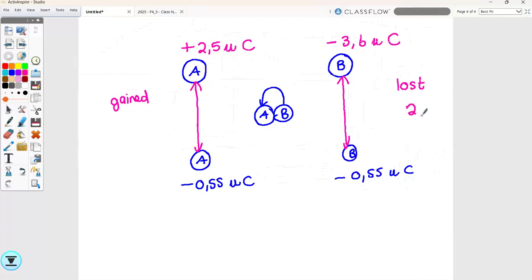3.05. What's happening with that calculator? It's 2.5 minus bracket minus. So this one lost 3,05 microcoulombs of electrons. If you get the difference here, it's going to give you the same. So this one gained 3,05 microcoulombs of electrons.